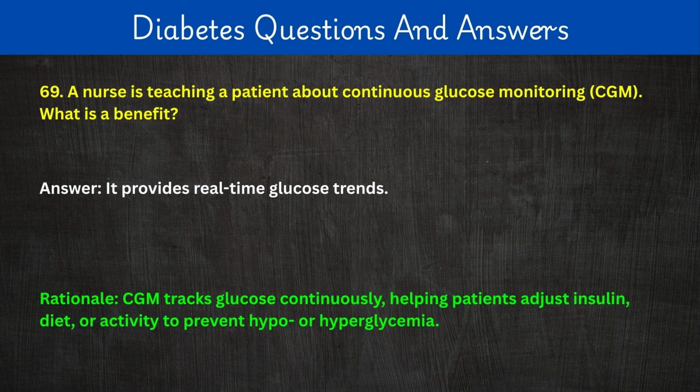69. A nurse is teaching a patient about continuous glucose monitoring, CGM. What is a benefit? Answer: It provides real-time glucose trends. Rationale: CGM tracks glucose continuously, helping patients adjust insulin, diet, or activity to prevent hypo- or hyperglycemia.